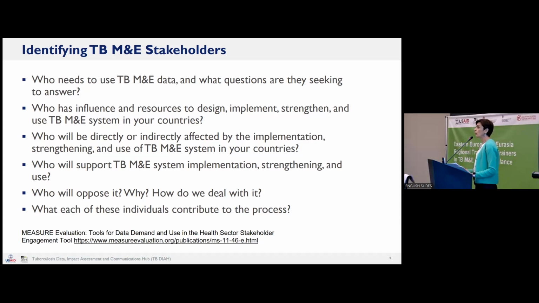So when we speak about stakeholder analysis, we need to take into account not only those who can positively affect our program, but also those who can block the program.